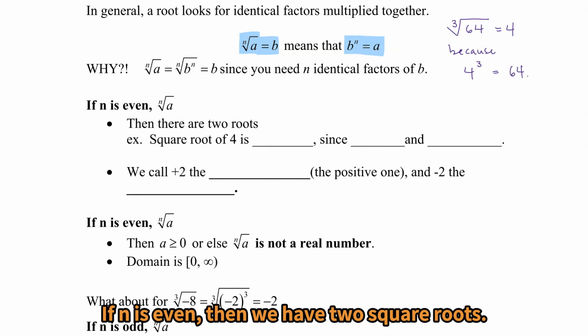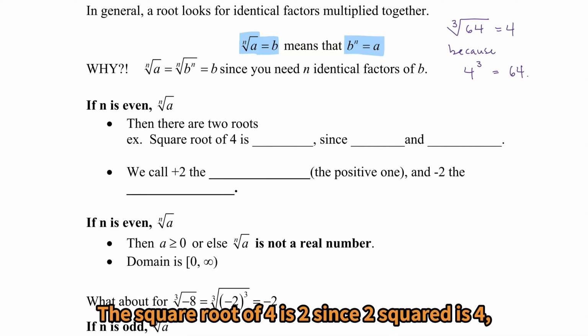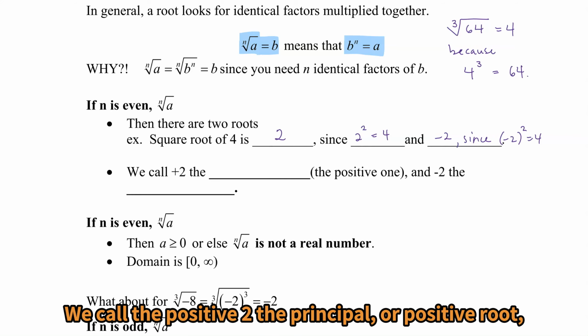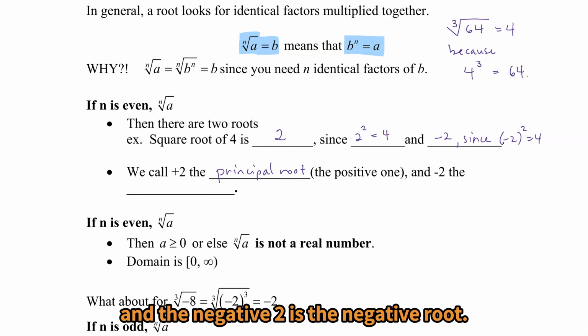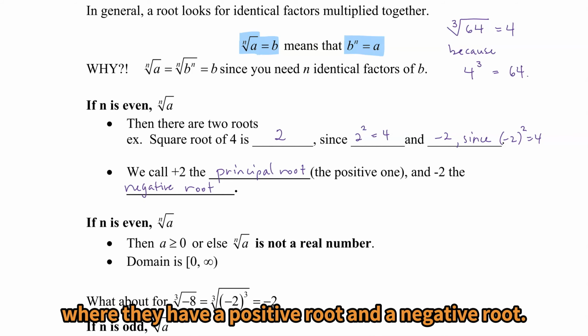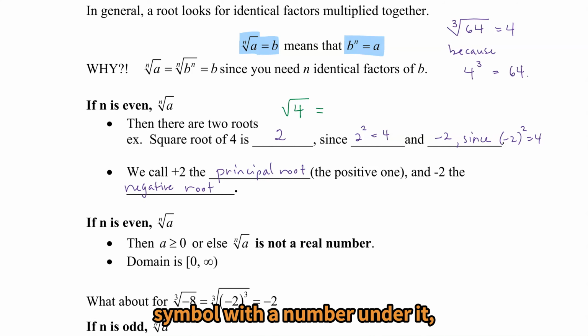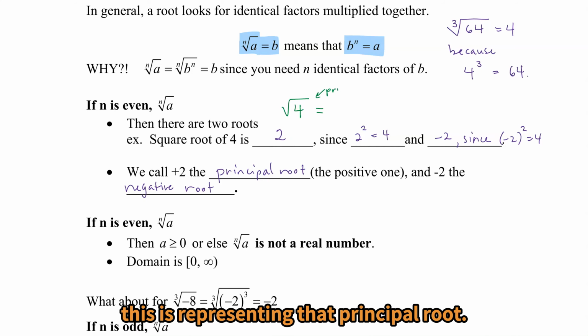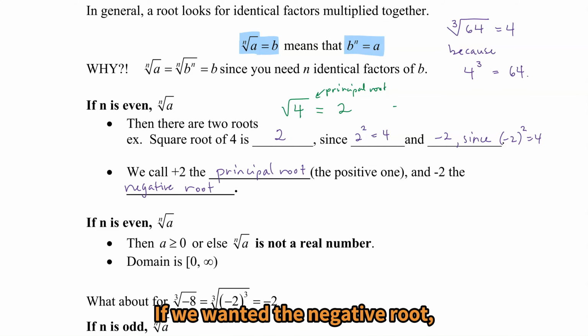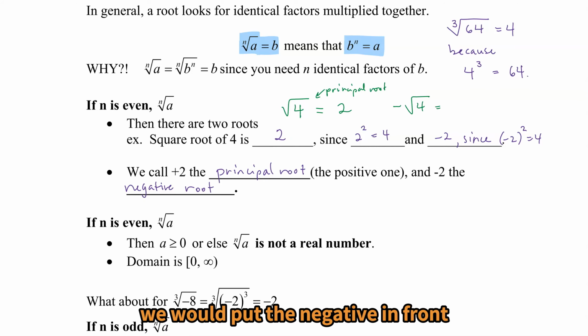If n is even, we have 2 square roots. The square root of 4 is 2, since 2 squared is 4, and negative 2, since negative 2 squared is 4. We call the positive 2 the principal or positive root, and the negative 2 is the negative root. Only even radicals have this situation, where they have a positive root and a negative root. If we are just given the radical symbol with a number under it, this is representing that principal root, so the square root of 4 would be 2 in this notation. If we wanted the negative root, we would put the negative in front to get the negative root.